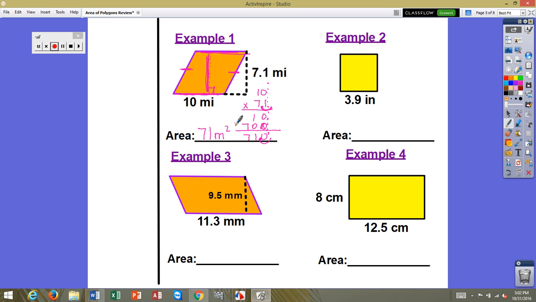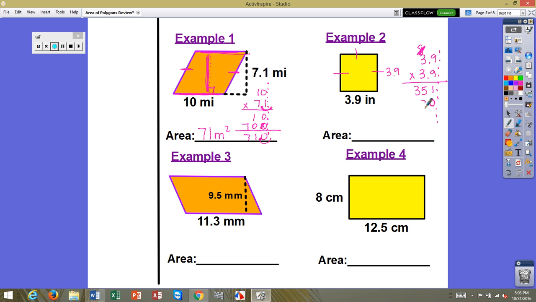Okay? So for example number 2, we have a square. All sides are the same, so that means all sides are 3.9. So in this case, we would be doing 3.9 times 3.9. Again, we're sitting it up against a wall, and we're multiplying. 9 times 9 is 81. 9 times 3, 27. 27 plus 8 is 35. Bring down a 0. Cross out anything we carried.